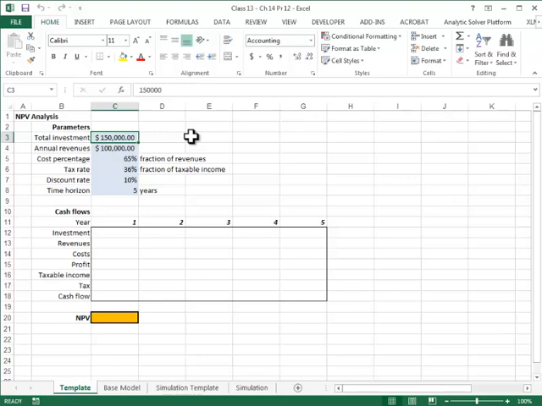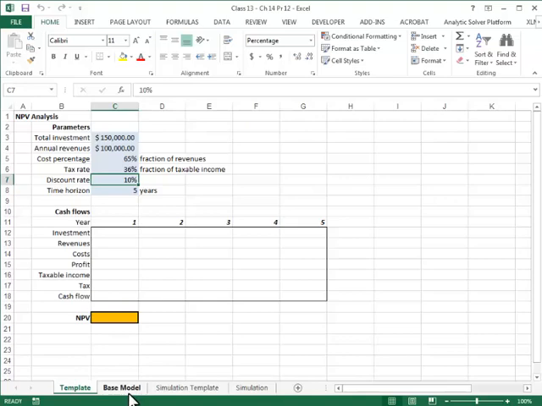The company will generate some annual revenue, which is expected to be around $100,000. The cost percentage is around 65% of the revenues. There is a 36% tax rate. The discount rate we'll use for the NPV analysis is 5 years. We'd like to look at whether this is a viable investment or not.